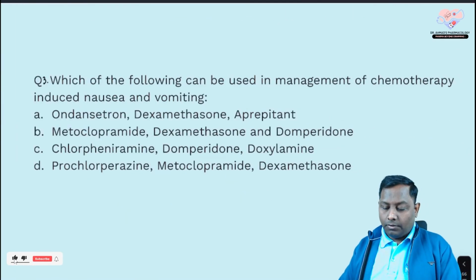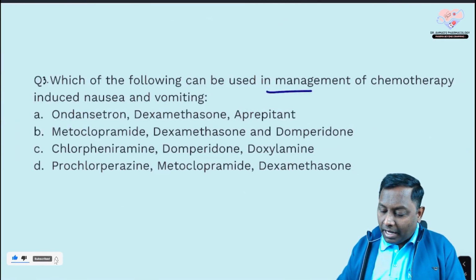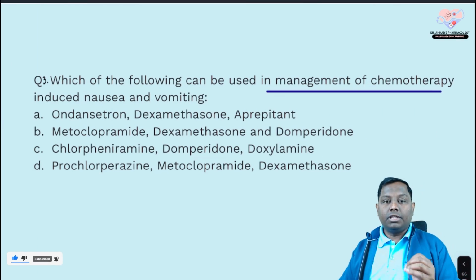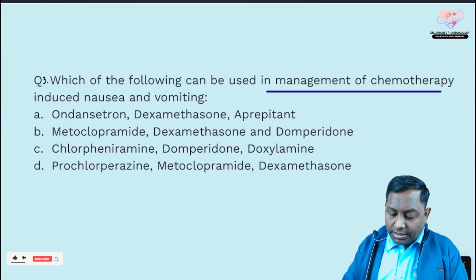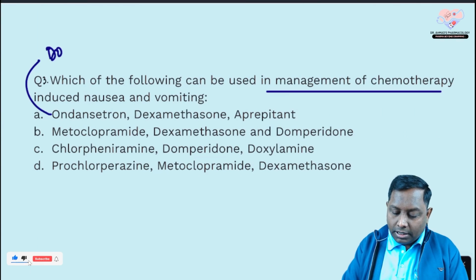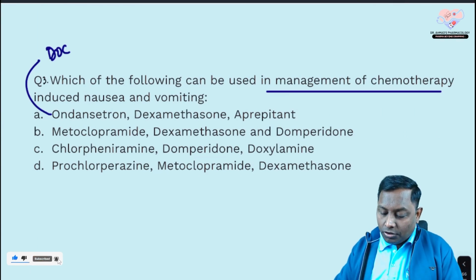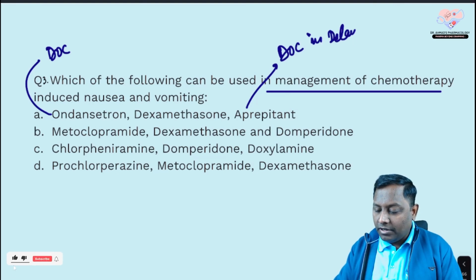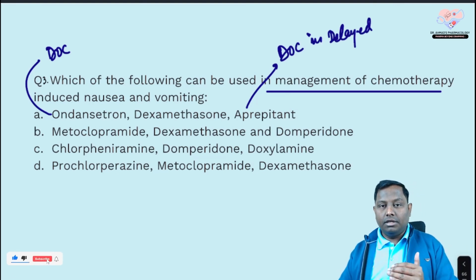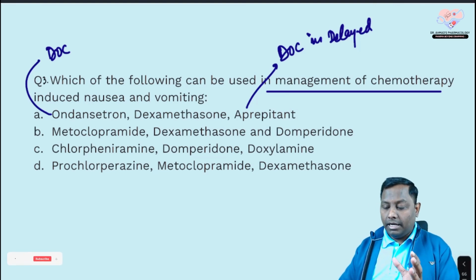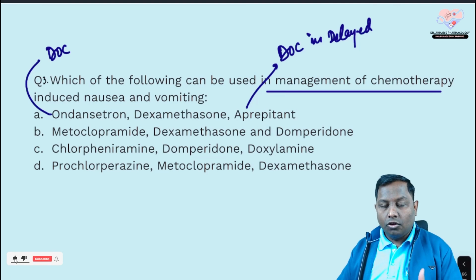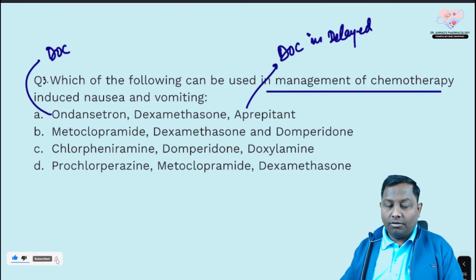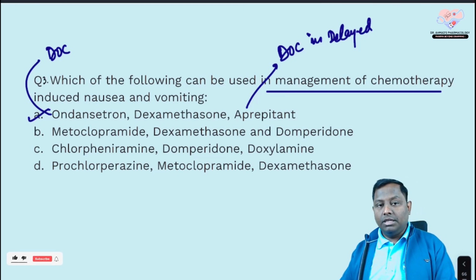Next one. Which of the following can be used in the management of chemo-induced nausea and vomiting? For chemo-induced nausea and vomiting, ondansetron happens to be the drug of choice. But for delayed nausea and vomiting, aprepitant is the drug of choice. That means even after chemotherapeutic infusion, if the patient is coming 24 to 48 hours after that and is having nausea and vomiting non-responsive to ondansetron, we can utilize this. And steroids have also been shown to be effective in chemo-induced nausea and vomiting.